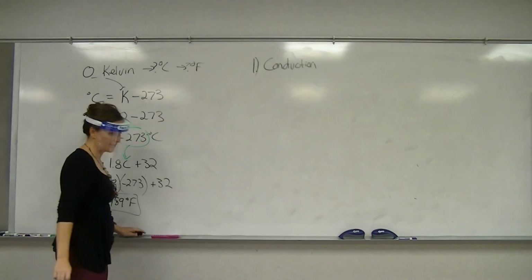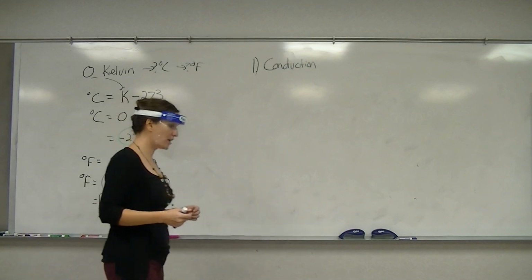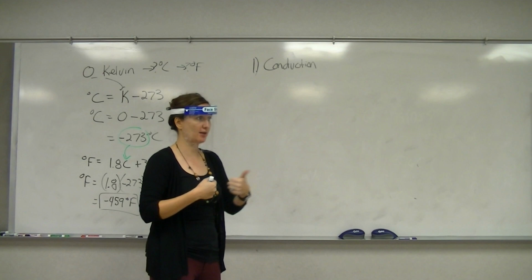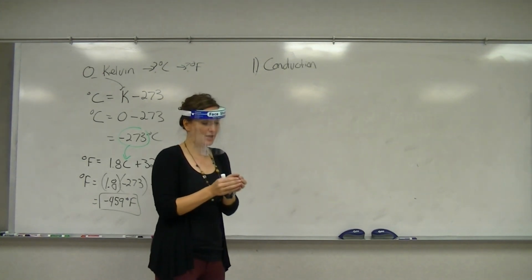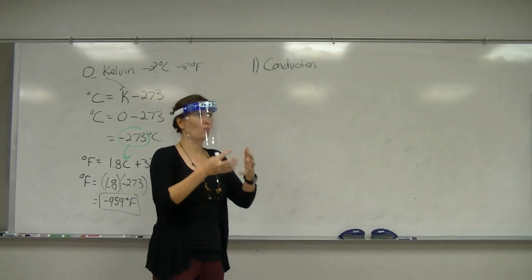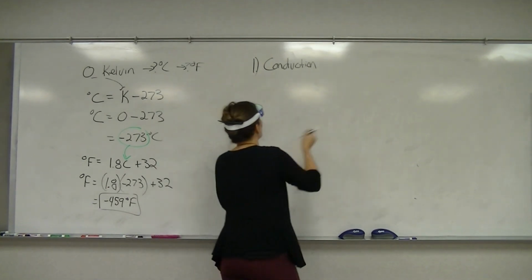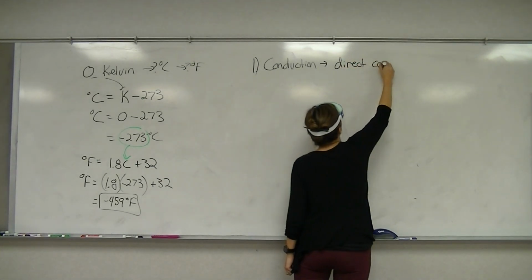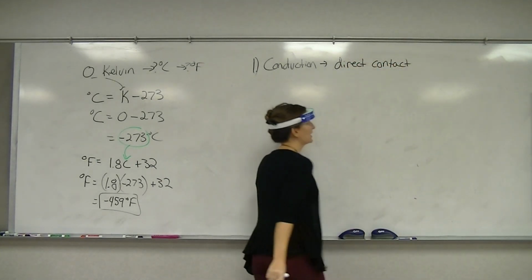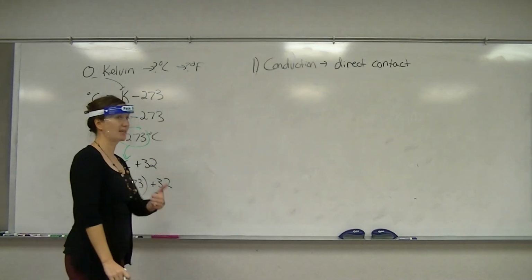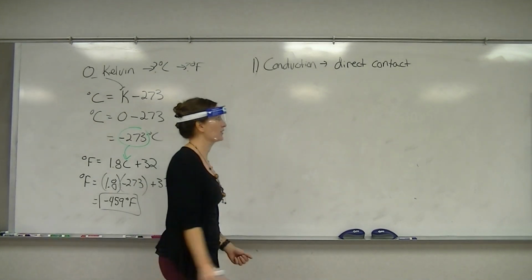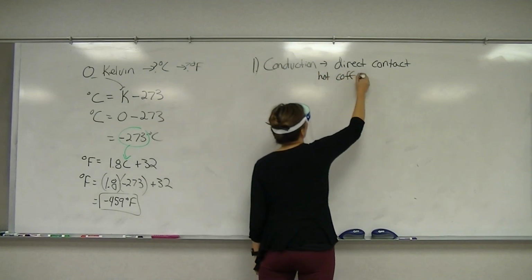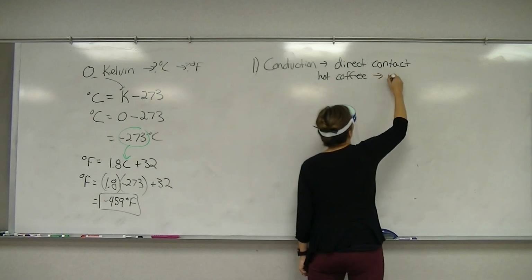In conduction, the definition of that was heat transfer. And heat transfer always happens from the hotter object to the colder object, right? You're holding a cup of coffee in your hands. The coffee's hot and it makes your hands feel warmer because of that heat transfer. So conduction is direct contact where heat transfer is occurring. And the example that I just used is an example of conduction. Hot coffee or hot drink, beverage of any sort, warming your hands.